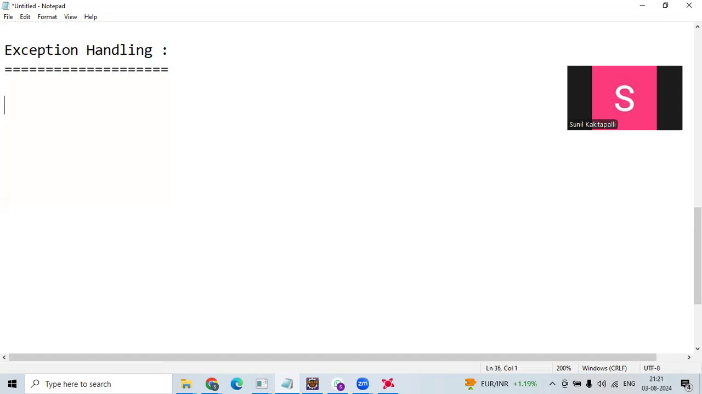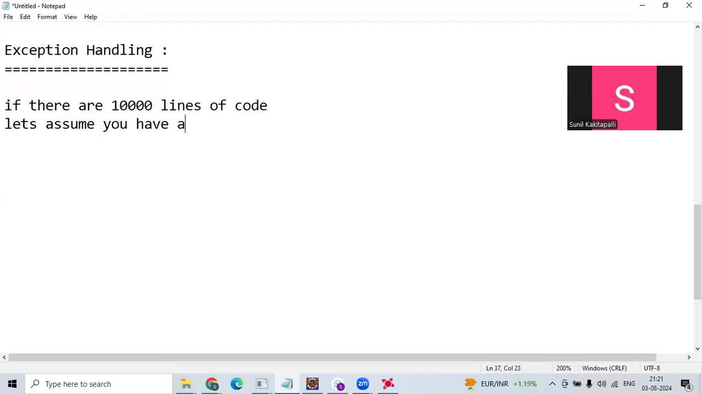What I want to say is, if there are 10,000 lines of code, and let us assume you have an exception occurring at the 500th line, then what will happen? Obviously, the lines below it never execute, right? Am I correct, Manohar? Yes, Sunil, the lines below it won't execute.